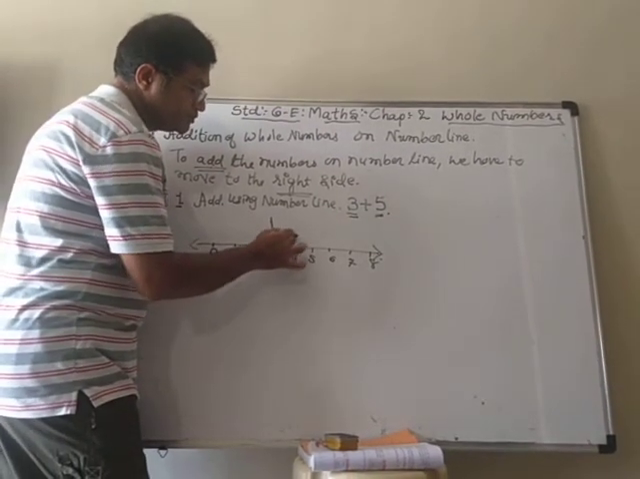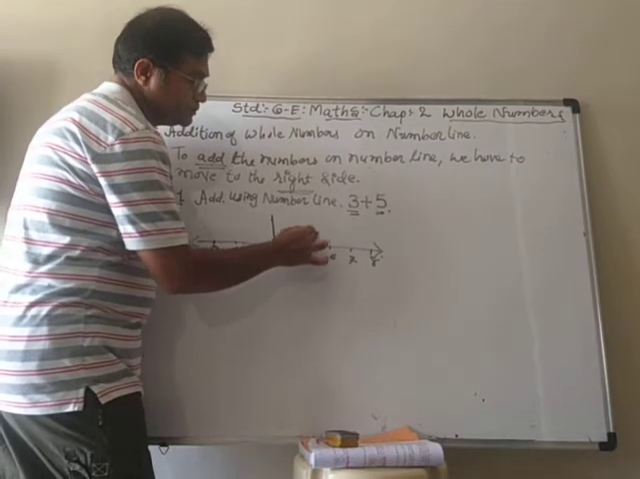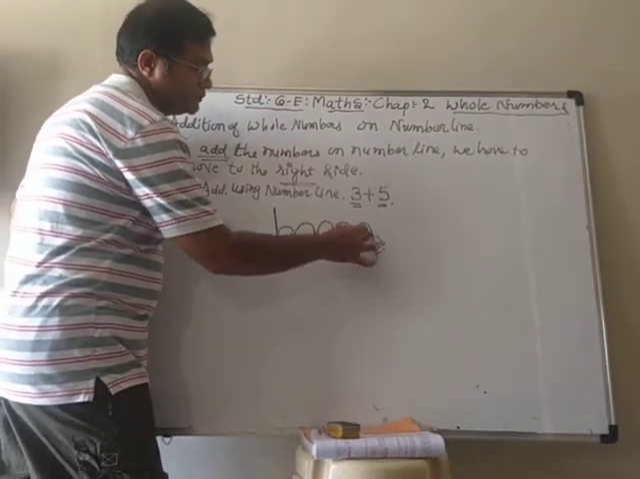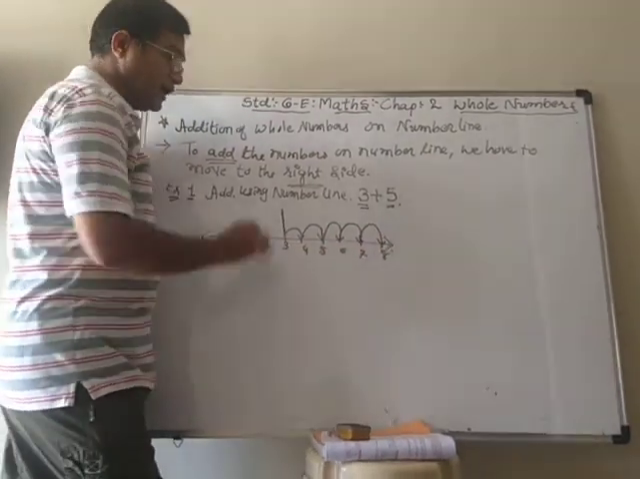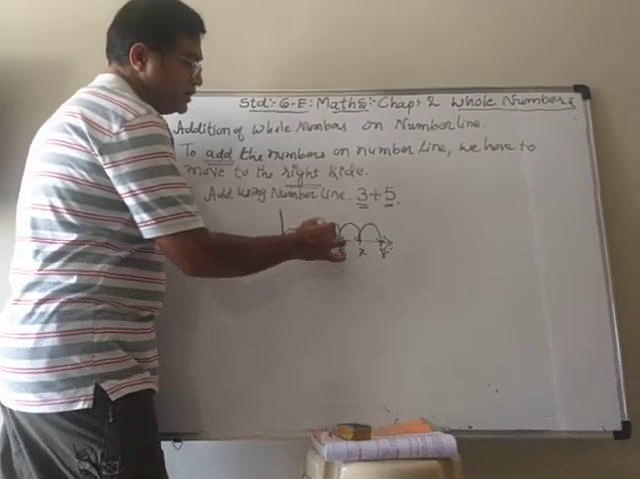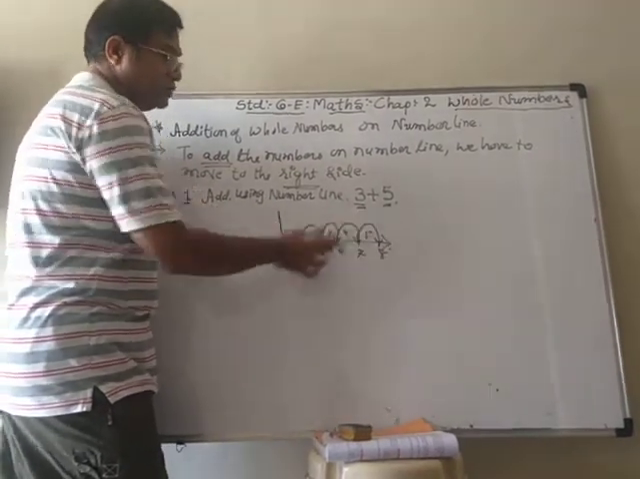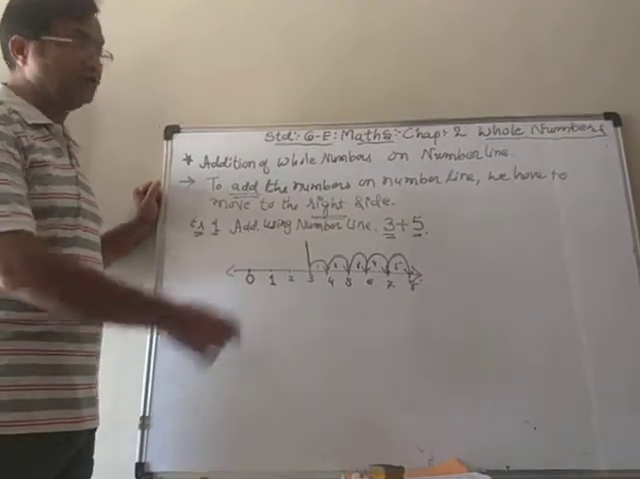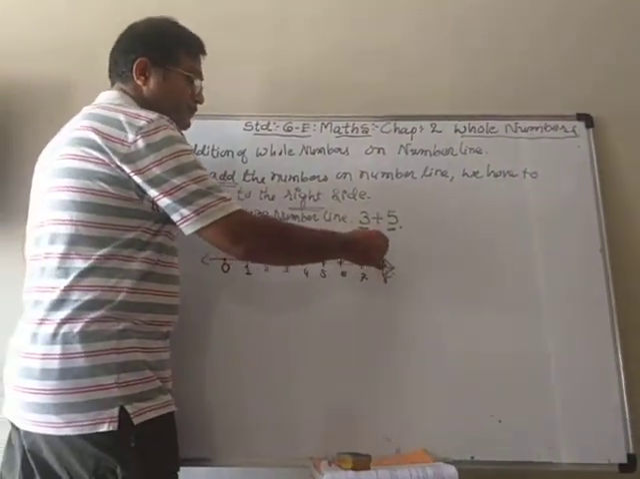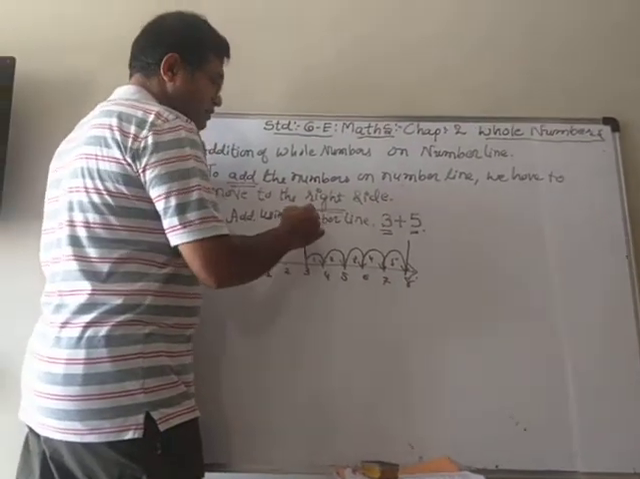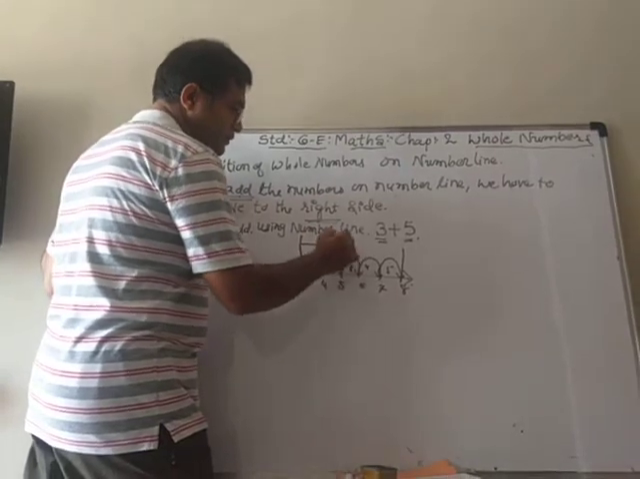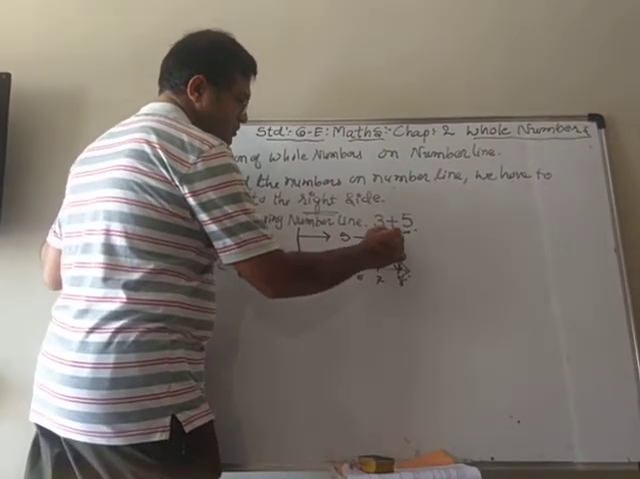1, 2, 3, 4, 5. Arrow shows that you are moving that side. So you finish 1, 2, 3, 4, 5. Now you don't need to write that down, but it is only for your understanding that we are moving 5 here. So when you finish, it came 8. So now we have to show that we are going this side. How many? 5 units.